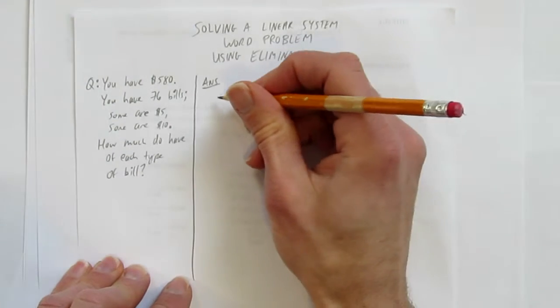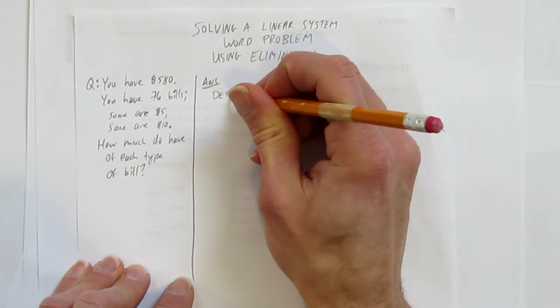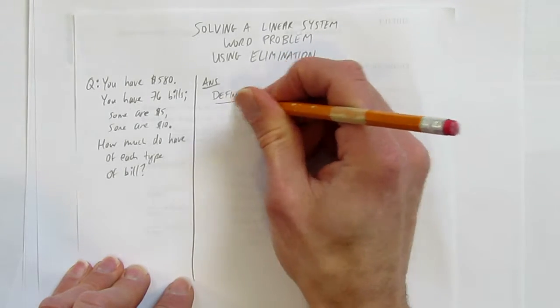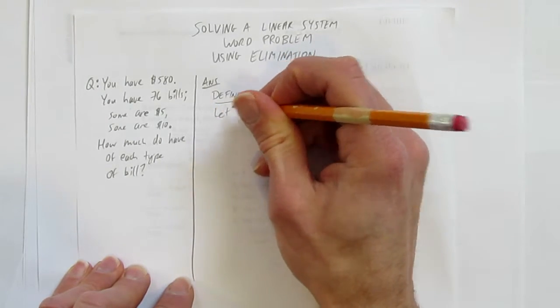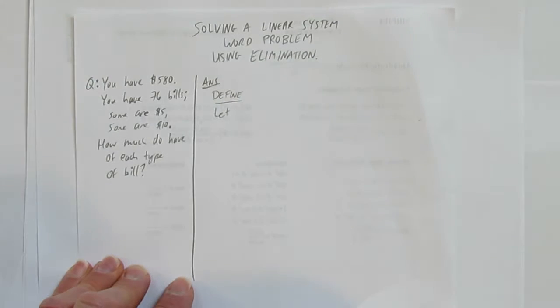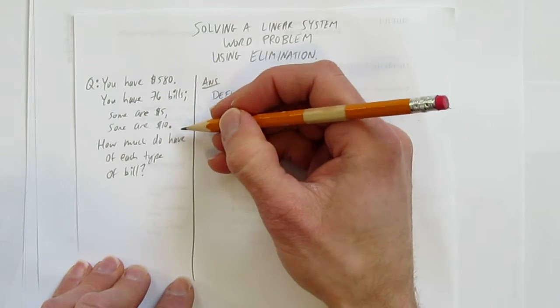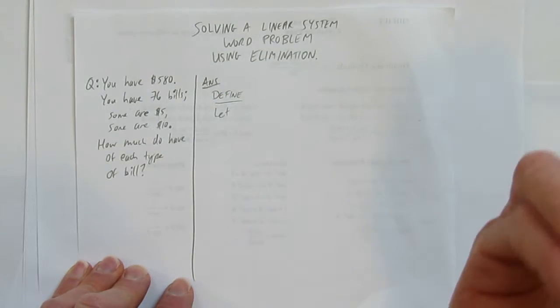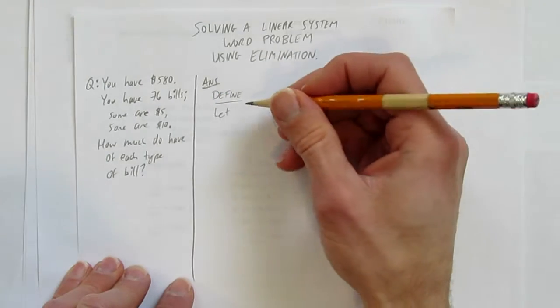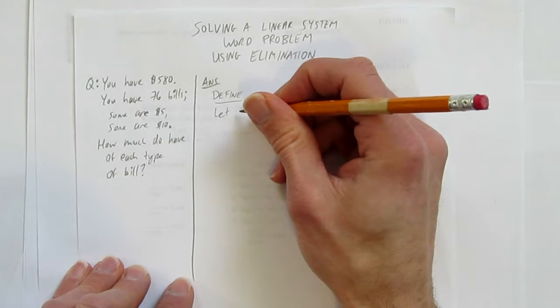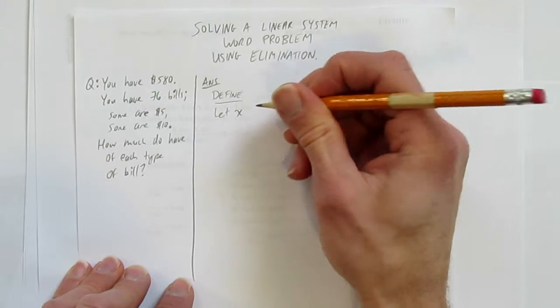Our first step is going to be to define our problem using let statements. The let statements say let some letter represent the things we're looking for. And what we're looking for is how many $5 bills do we have and how many $10 bills do we have. You could say F and T, which would be totally fine. But I'm familiar with X and Y and I'm going to stick with that. But use the variable you like.